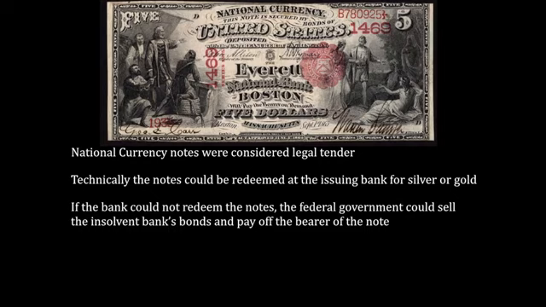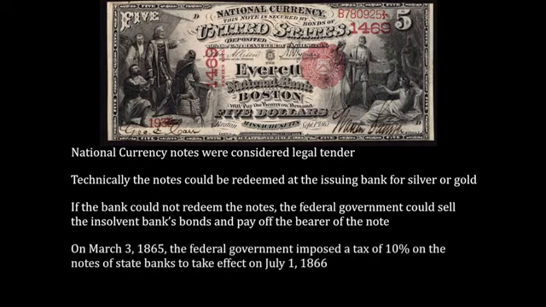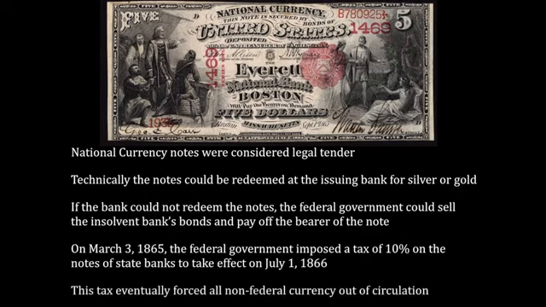On March 3, 1865, the federal government imposed a tax of 10% on the notes of state banks to take effect on July 1, 1866. This tax eventually forced all non-federal currency out of circulation. These notes would remain in circulation until the 1930s.